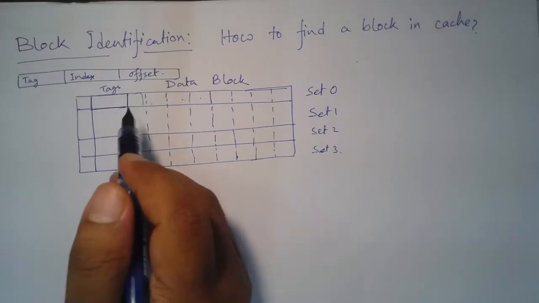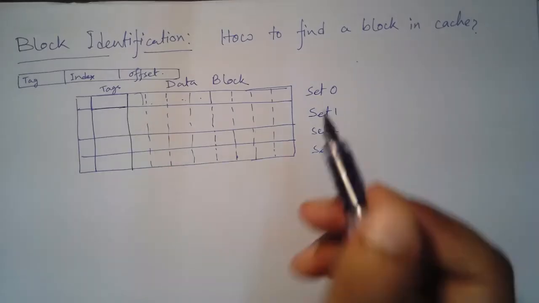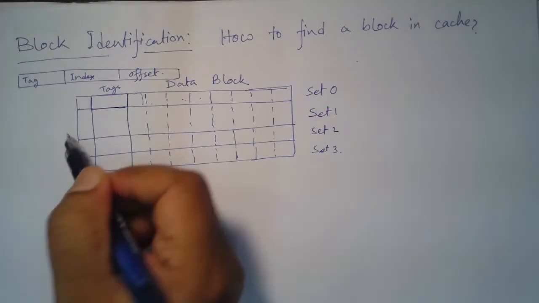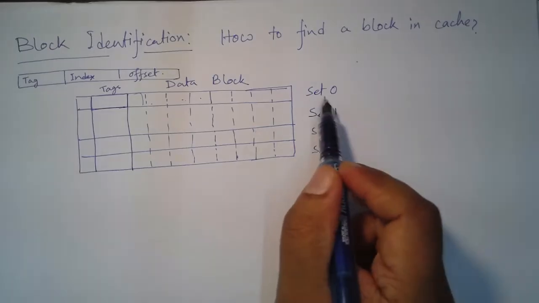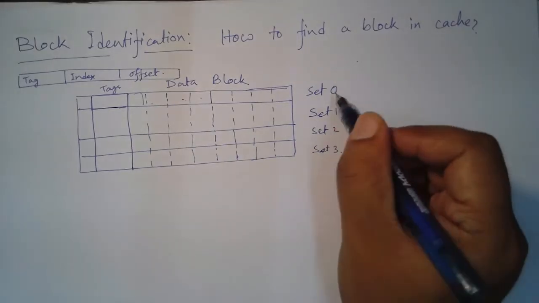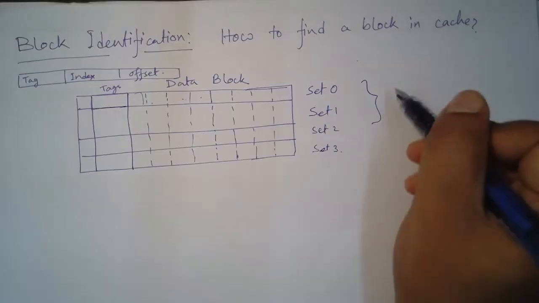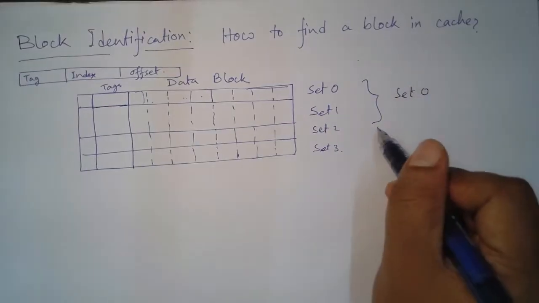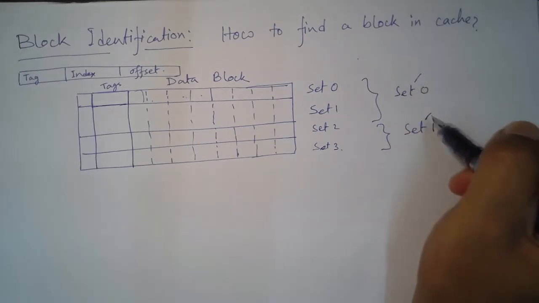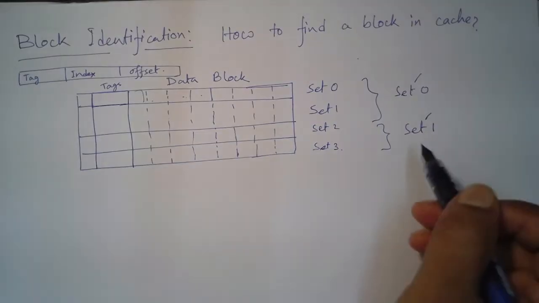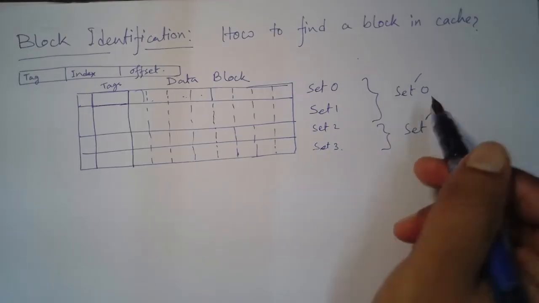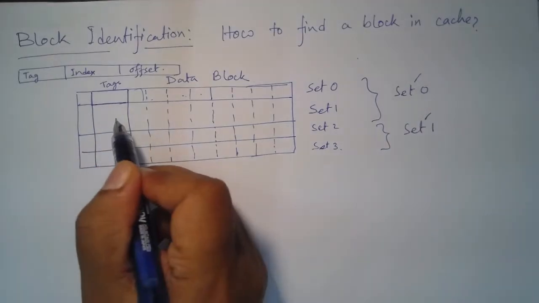Now what will the index do? Index is used to select the particular set. For example, in this case the index will not be very useful, because each of the sets has only one block. Now you can think of a situation where these two blocks constitute set 0, and the next two blocks constitute set 1. Let me call them set 0 in a 2-way set associative cache. Now for this set 0, the tag values will be the same for both these blocks.